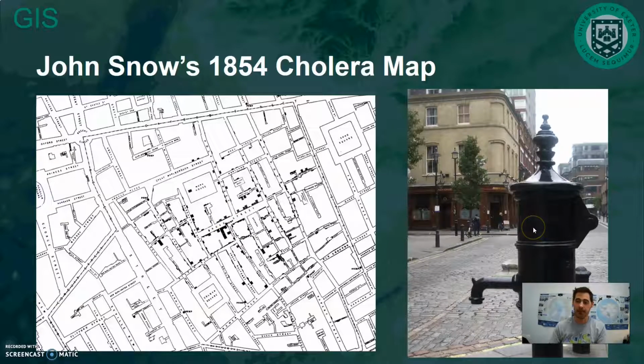He suggested the pump be taken out of service, the handle was removed, and the epidemic came to an end, saving many lives. He used this spatial location information to formulate his theory about the spread of cholera by dirty water. And this analysis is famous as it's often considered to be the first epidemiological analysis of any disease, trying to understand the spread of cases by factoring in the environment.